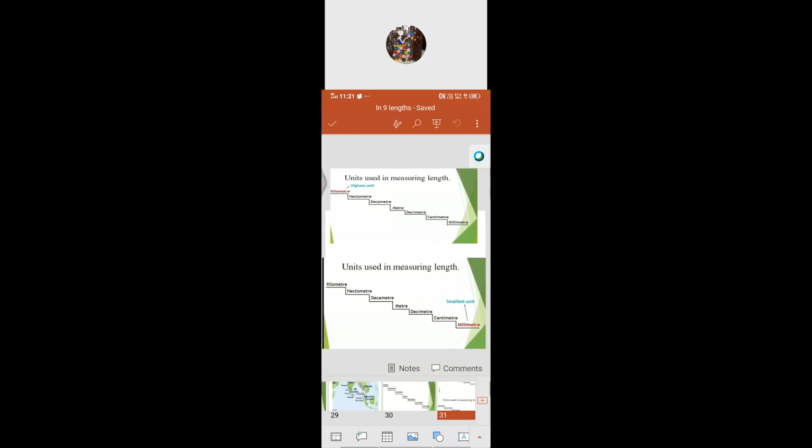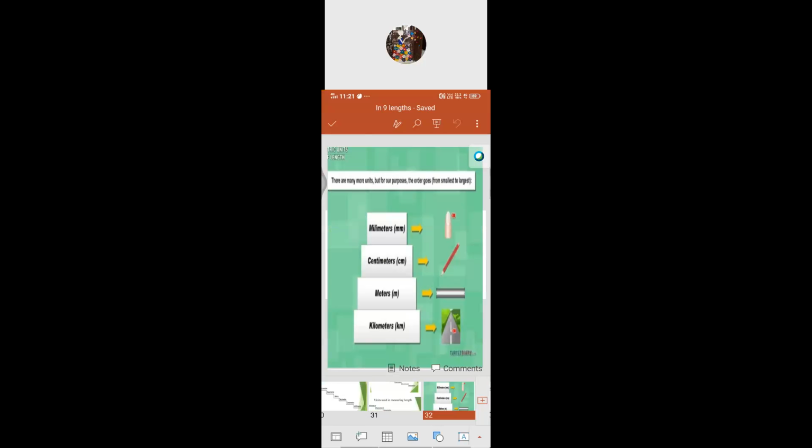So what are the short forms of those? Millimeter is the smallest unit. Next to that is centimeter, then meters, then kilometer, which is the highest unit. The short form of millimeter is mm. Centimeters, we can write as cm. Very good. Meters, m. Kilometers, km. Without fail, you have to memorize these. Got it?